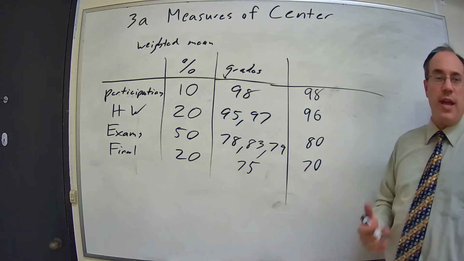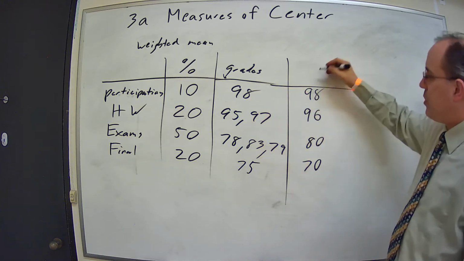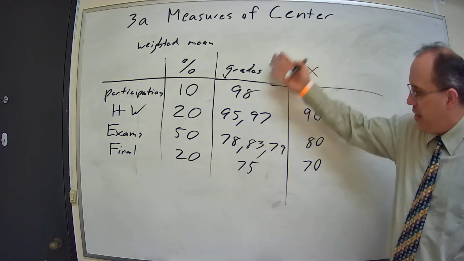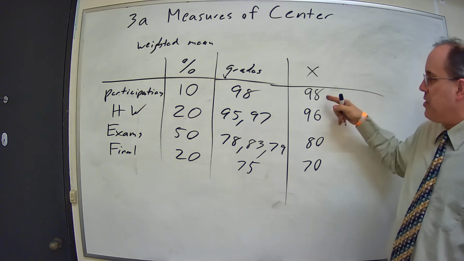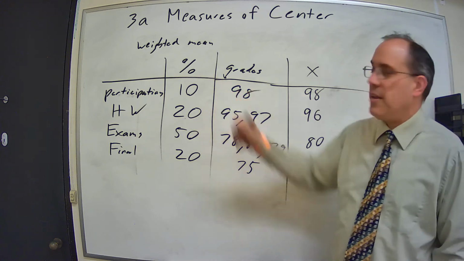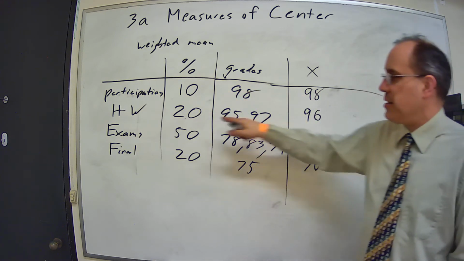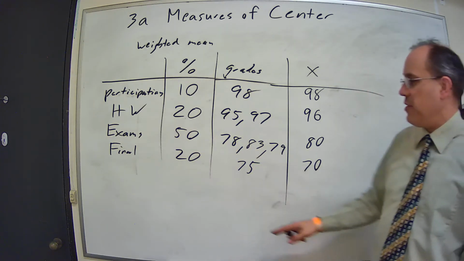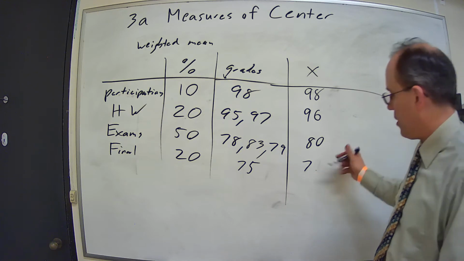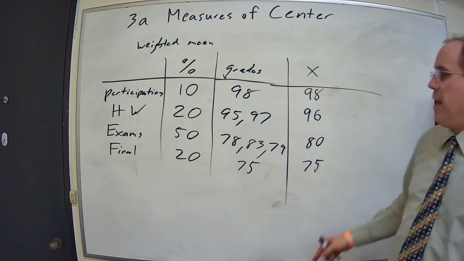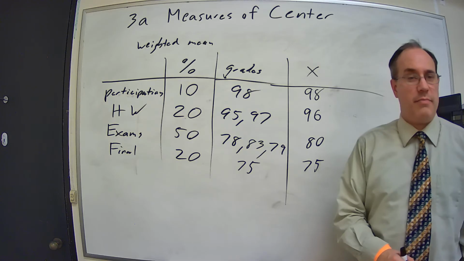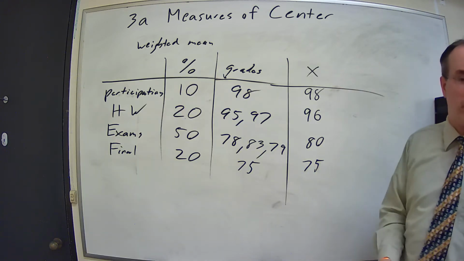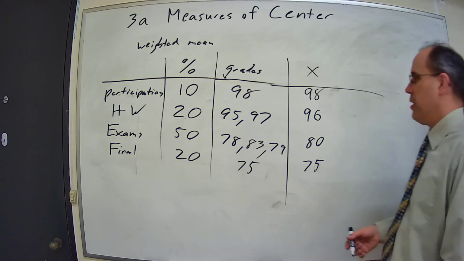So now that we've got those averaged, we're going to call that x. We're going to take these and go, okay, this 98 is worth 10% of the class grade. This 96 is worth 20%. This 80 is worth 50%, and this 75, like it's supposed to be, is worth 20%. And this just shows how easy it is to accidentally write a wrong number down and have everything thrown off.